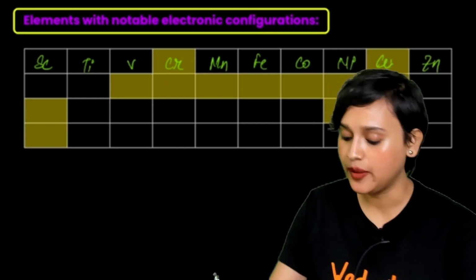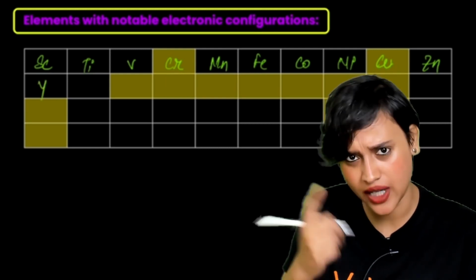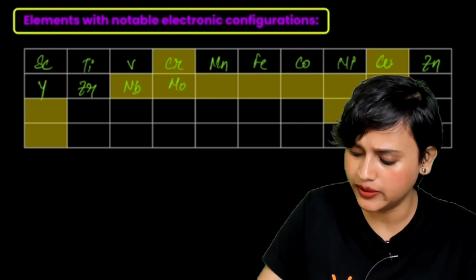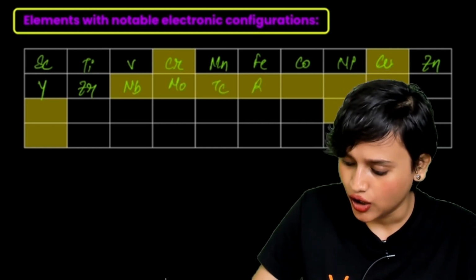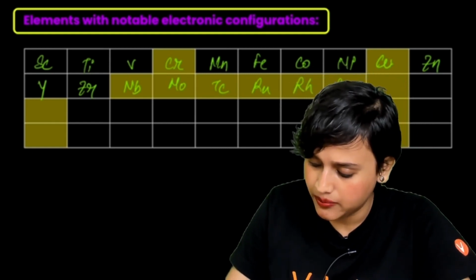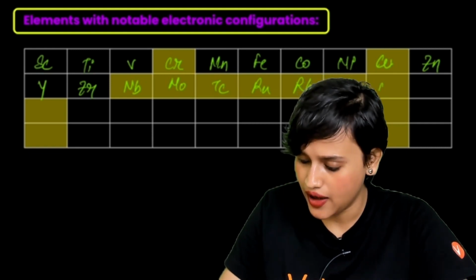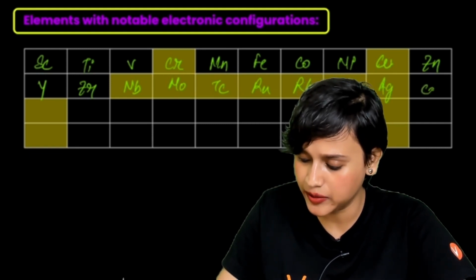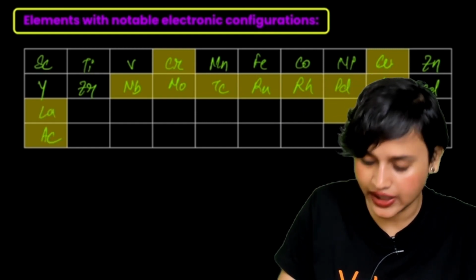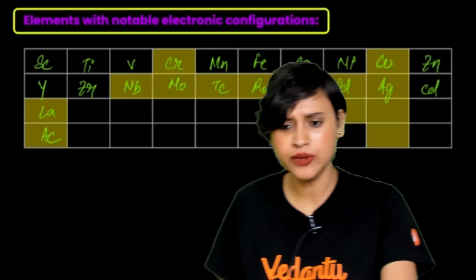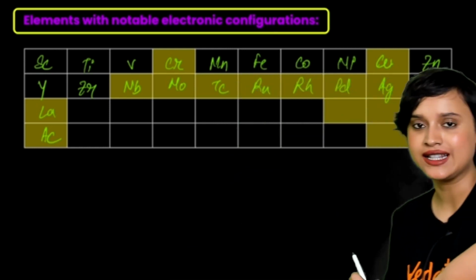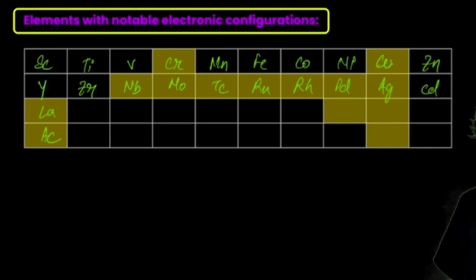Now coming to the next series, not going to waste too much time because you already know: yttrium, zirconium, niobium, molybdenum, technetium, Ru, rhodium, palladium, silver, and cadmium. Then coming to the next series, you have La and Ac here, which we obviously know. I hope that you are all able to see it. If you're not able to see it, don't worry, I will move right here so that you can see the whole page.